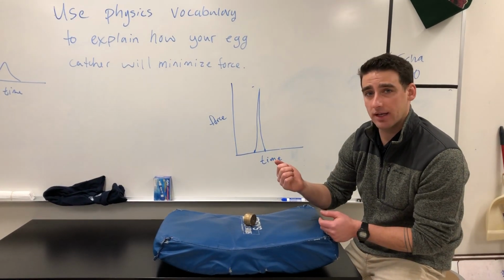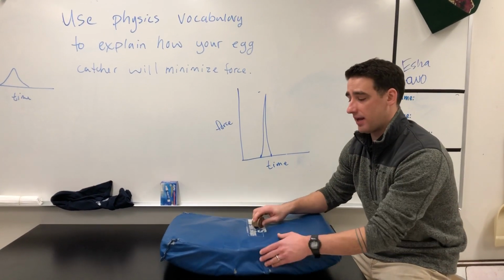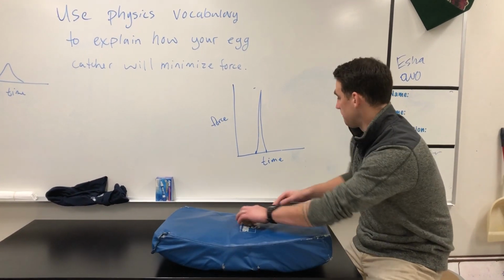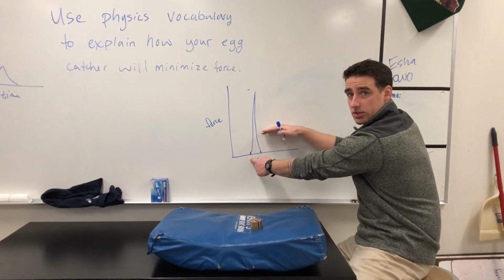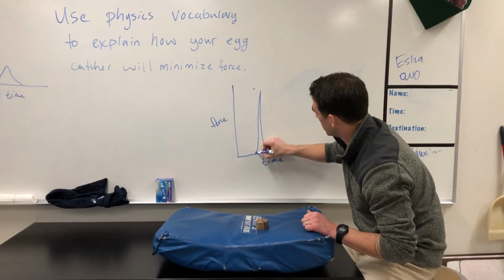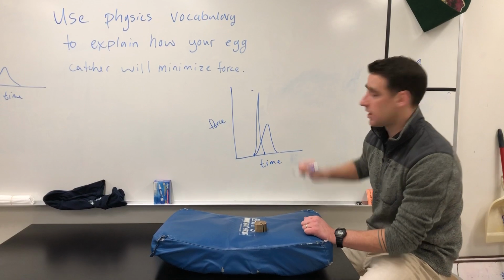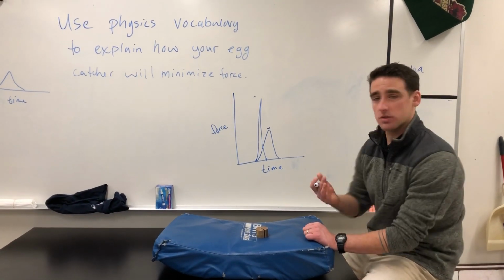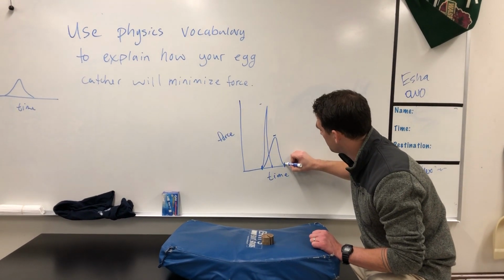So if I could time it, the collision would take longer when it hits the pad than it does when it hits the table. So when I stretch that time out, it allows the force to push down. So for the second collision, it would look more like this, with a lower maximum force, which is what you want to keep your eggs safe, and a longer time.